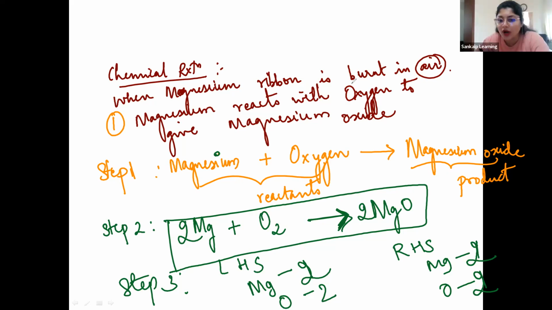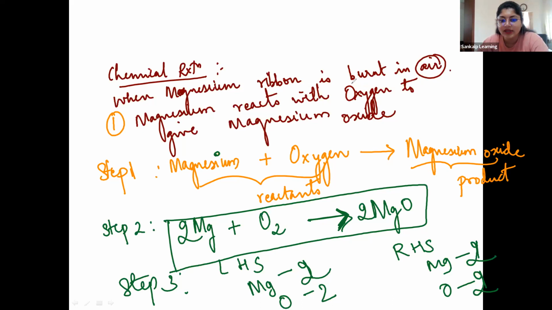So what you have to do is count the number of atoms for each element on both sides of the equation first, and then write below: on the LHS, Mg is how many, oxygens are how many, and on the RHS how many. If it is not balanced, you have to multiply both LHS and RHS by appropriate numbers, and you can balance all the atoms.